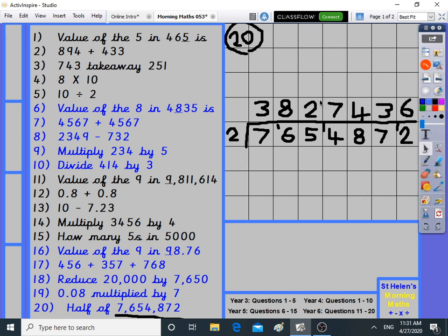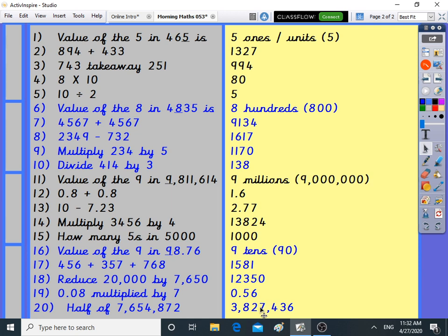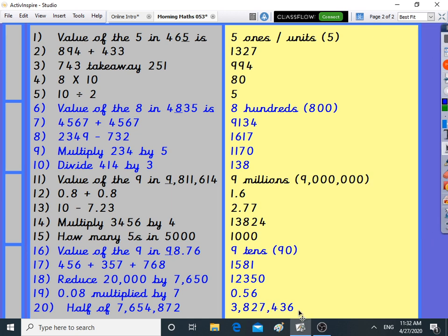I'm going to pop the answers on. Check that last one was 3,827,436. So check that we got everything right. There's all the answers. You'll want to pause on here if you want to look over these.